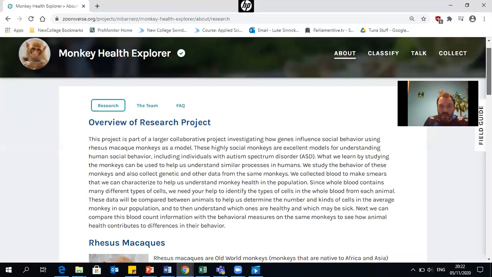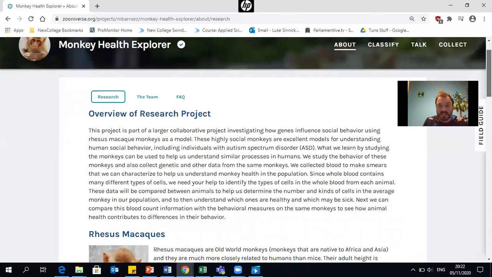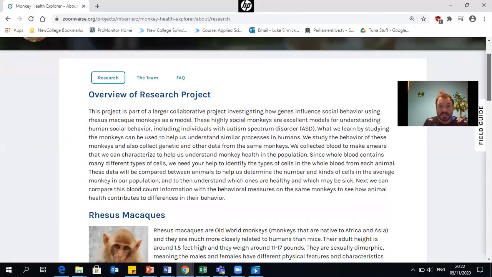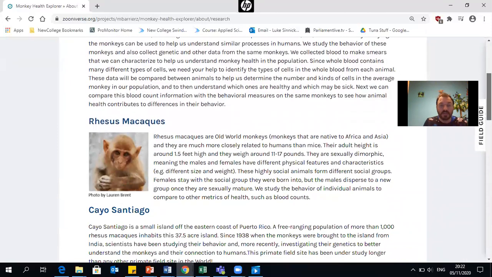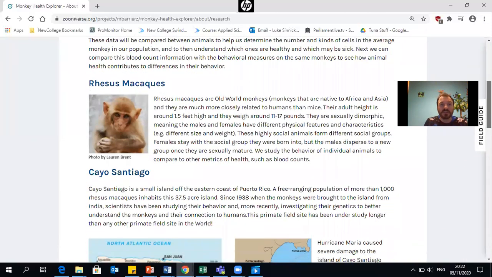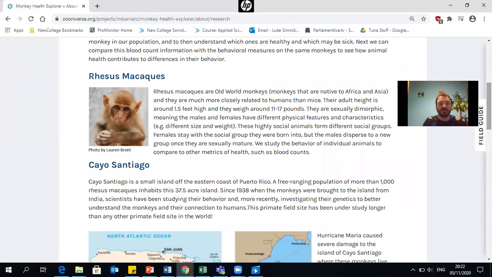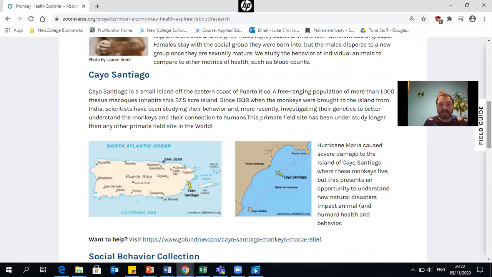And so I'm just going to quickly run through this. There's a lot more that you could take in yourself if you wanted to take time to read about it. But this project is actually based around looking at blood samples from rhesus macaques. Rhesus macaques are a type of monkey native to Africa and Asia, but there is this particular population that is found on a small island off of the eastern coast of Puerto Rico.